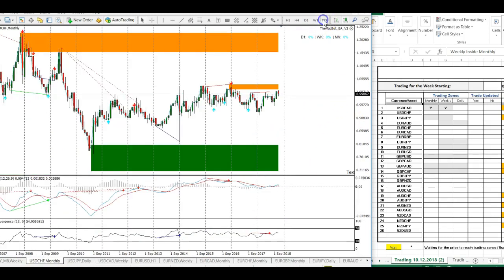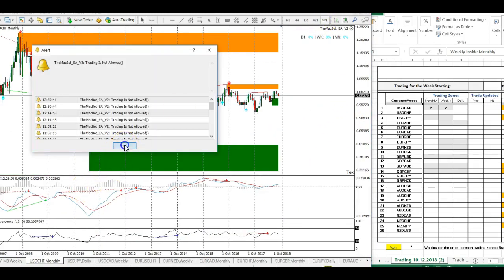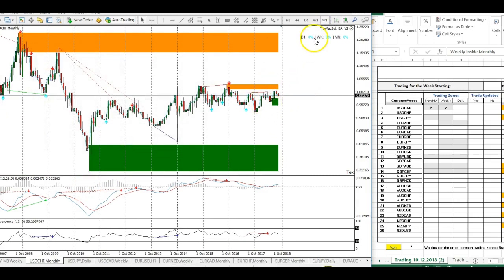Asset. And we're looking at the monthly. Is price at a monthly trading zone? No, it's just come out of a monthly trading zone. So.